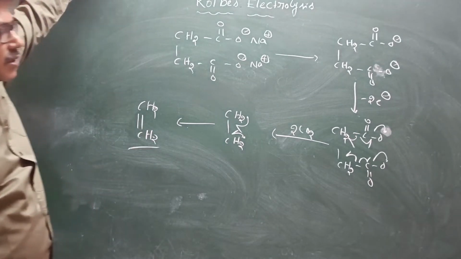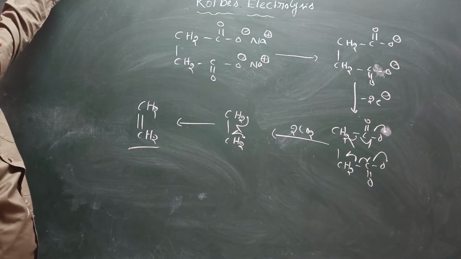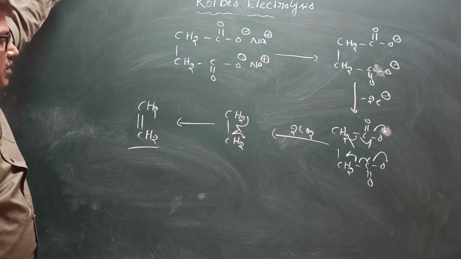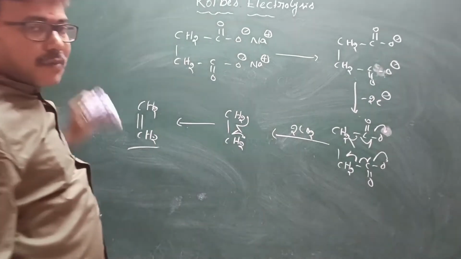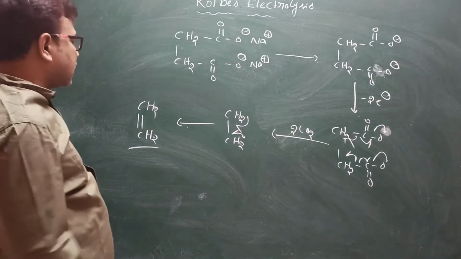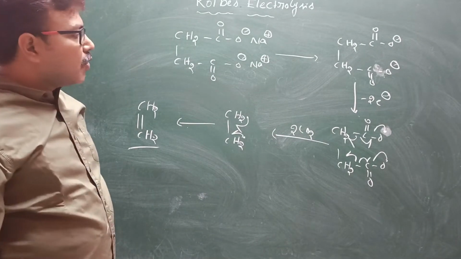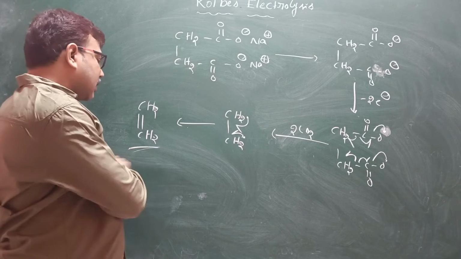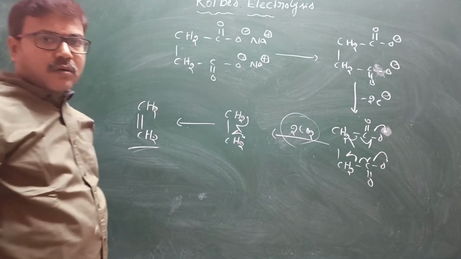So Kolbe's electrolysis is useful for the preparation of alkenes also. It is not intermolecular Kolbe's electrolysis, it is intramolecular Kolbe's electrolysis. So alkene and carbon dioxide are liberated at the anode.